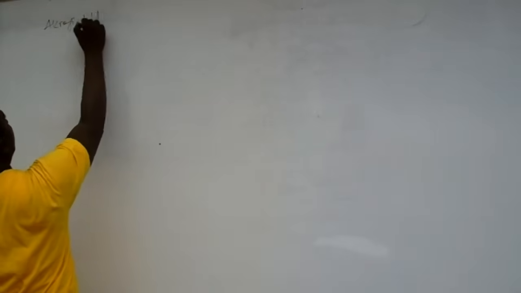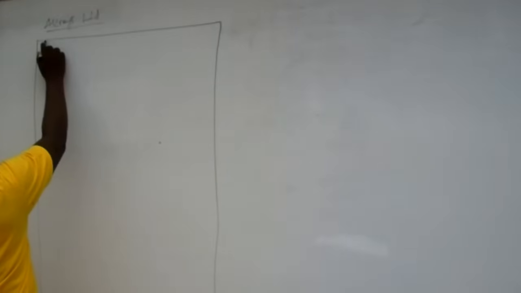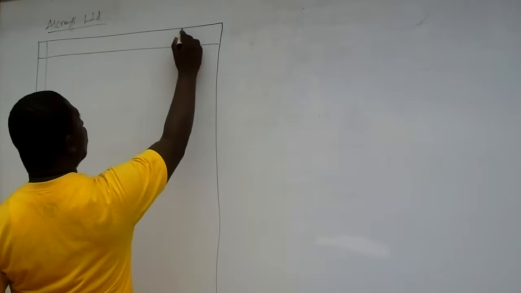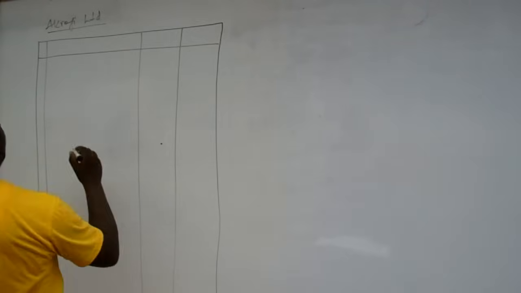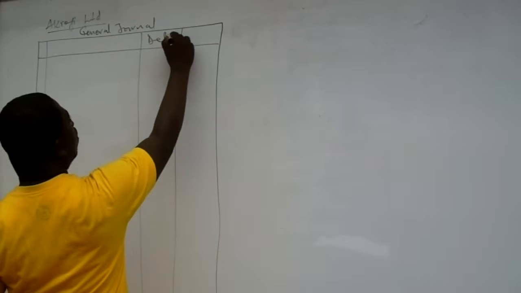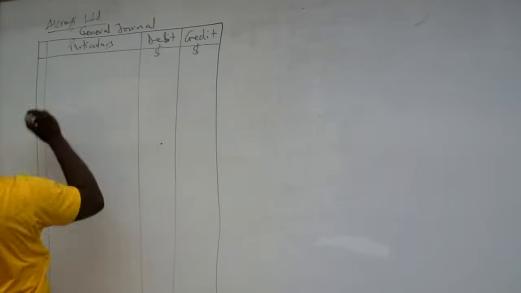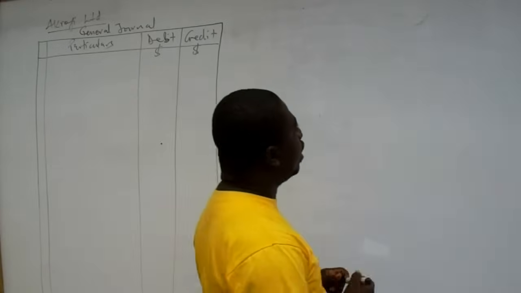Now, I'm going to prepare the journal entry and the suspense account together. And then when we finish, we'll look at the third part, which is the statement of adjusted net profit. And so, first of all, we are going to draft the format for the journal. So, for Akrofi Limited, this is the general journal. We have a debit and a credit. I put my dollar sign here and I put my particulars here. So this is the general journal. And then I'm going to show the suspense account.